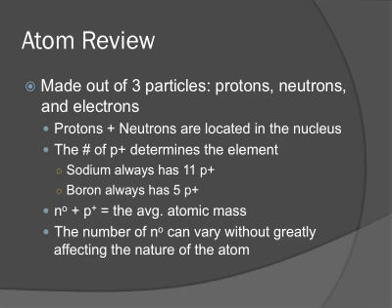The number of protons determines the element. So, for instance, sodium always has 11 protons. If you gain or lose a proton, you completely change the element. You can gain or lose electrons. You can gain or lose neutrons, but the protons have to stay the same. Okay? The neutrons plus the protons gives you the average atomic mass, which is what's listed on the periodic table.